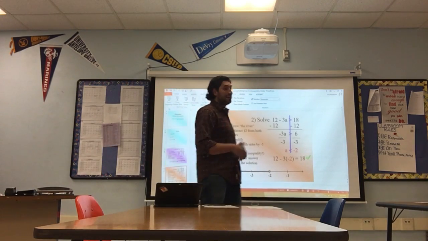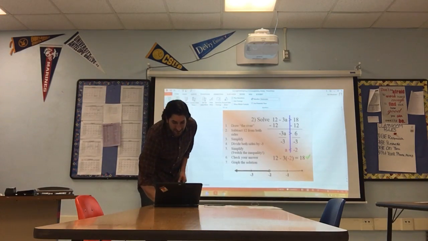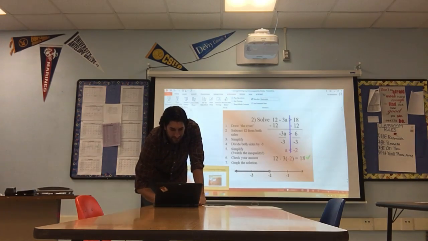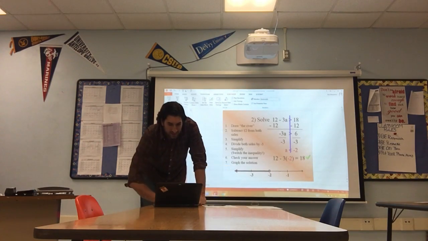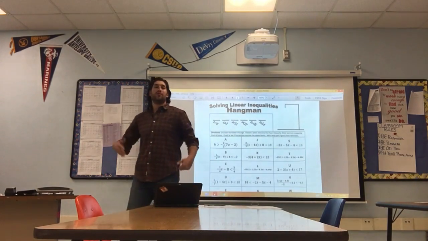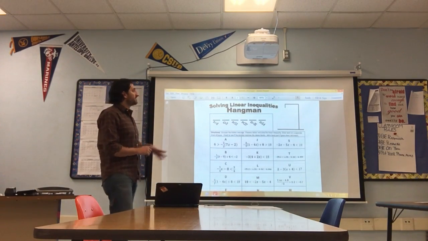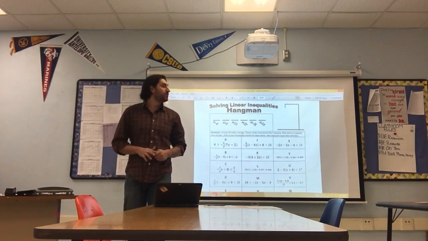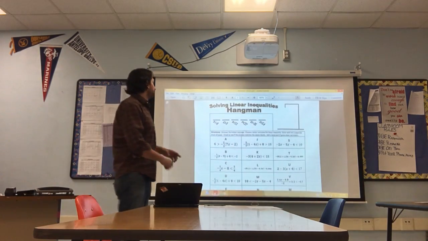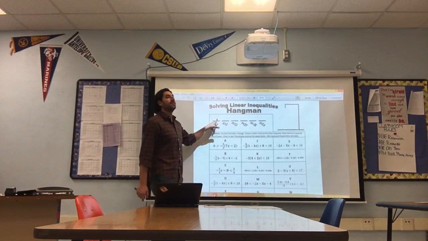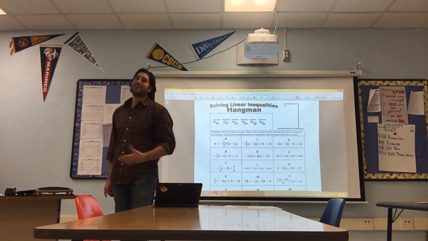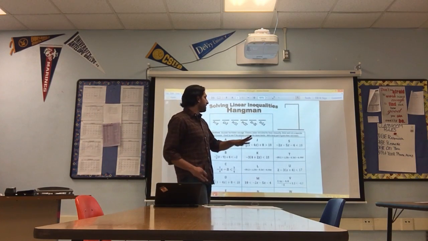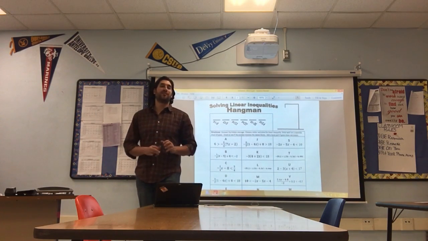Now, for our end of the lesson activity, we got about a good 25 minutes. I want us to play a little game. So this is Hangman solving linear equations. Now, each one of these equations is going to have with it a letter. If you find the right answer, you can plug in the letter, and then you will get your word. I want you guys to work in groups of 4, and we will have about 25 minutes to finish.